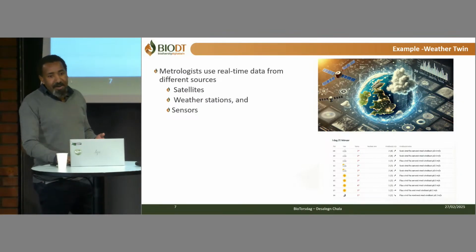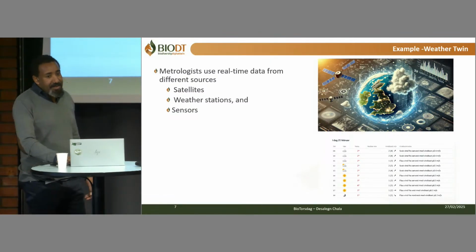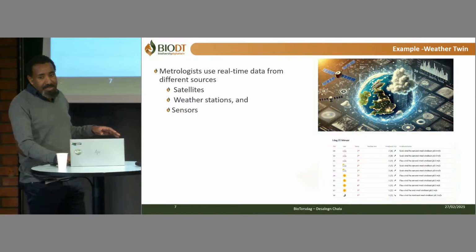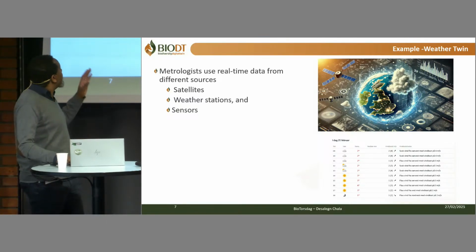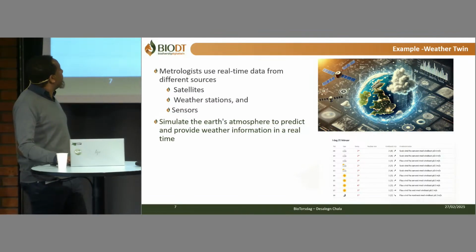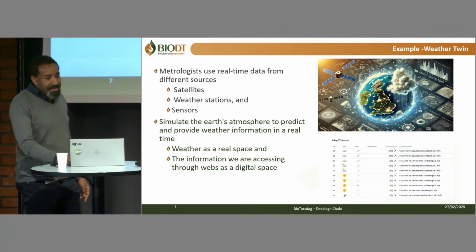A good example which I can take, the one which we are using in our day-to-day life, is the weather twin. Meteorologists are using data from different sources, including satellite images, weather stations, and sensors, and they simulate this data in order to predict weather information in real time. So this means the weather is the real space, and the information which we are obtaining is what we normally call the digital space.